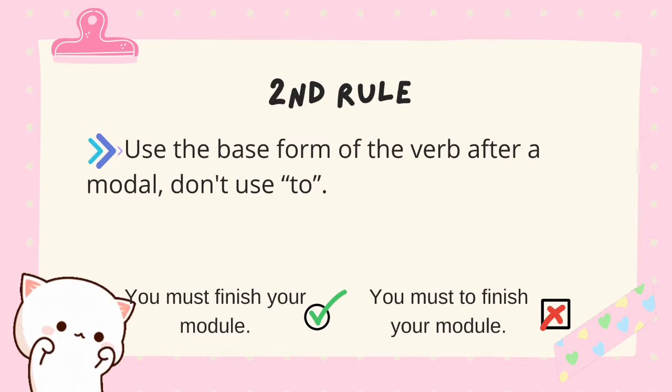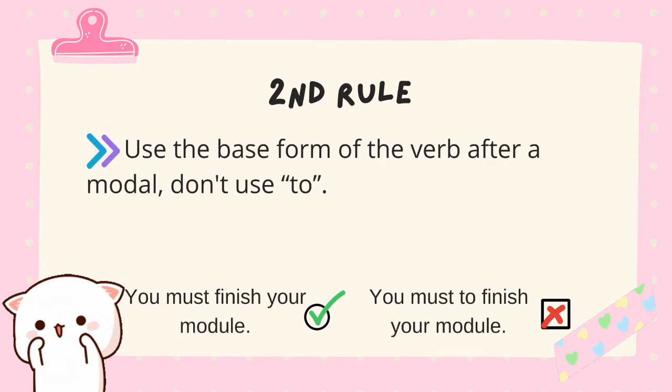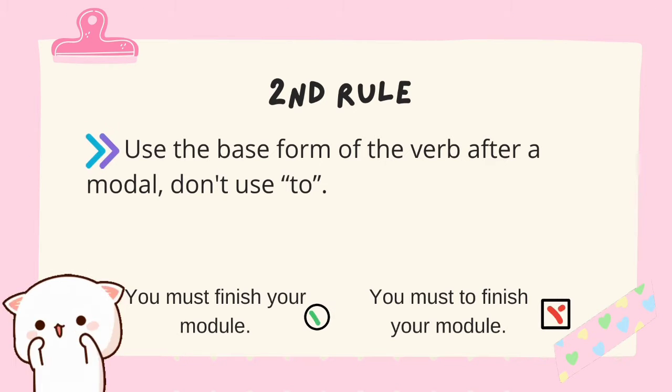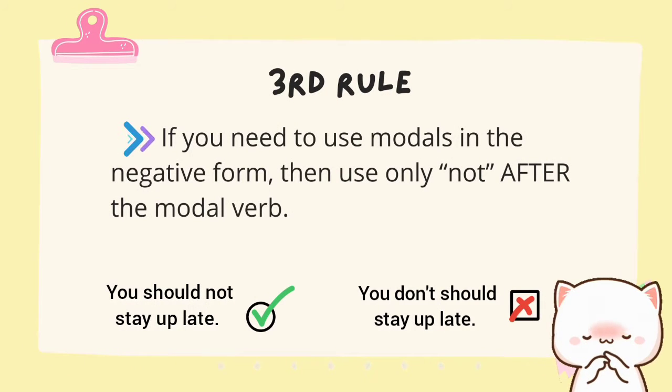Second rule, use the base form of the verb after a modal. Don't use to. For example, the correct sentence is you must finish your module. We cannot say you must to finish your module. Third rule, if you need to use modals in the negative form, then use only not after the modal verb. For example, the correct sentence is you should not stay up late. We cannot say you don't should stay up late.